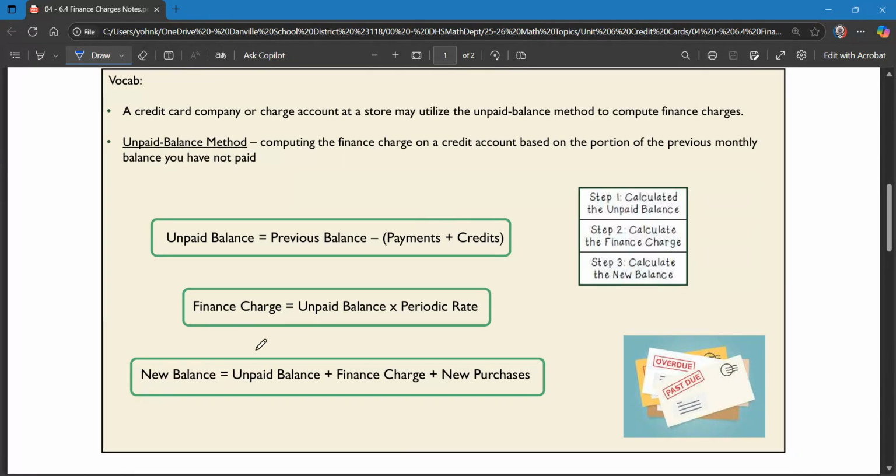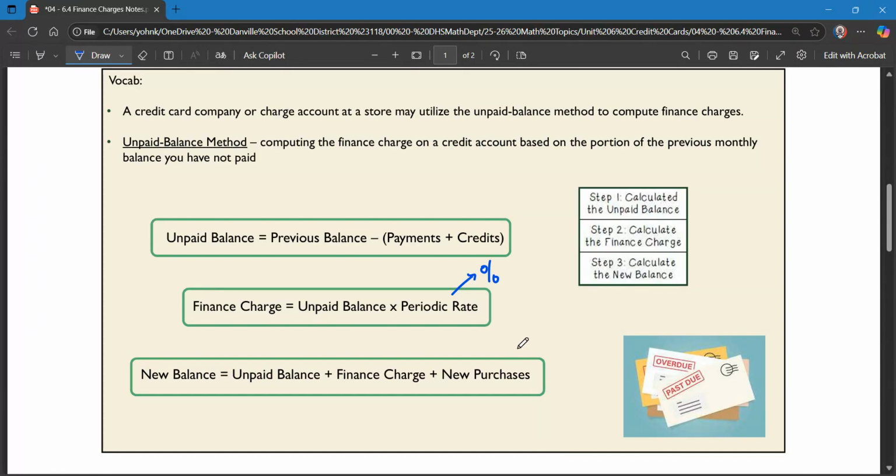Then we're going to calculate something called the finance charge, which is when we take the unpaid balance and we multiply by the periodic rate. That periodic rate is usually given to you as a percentage. And then finally, we can find how much we actually owe on the credit card, the new balance, by taking that unpaid balance, adding the finance charge, and adding the new purchases.